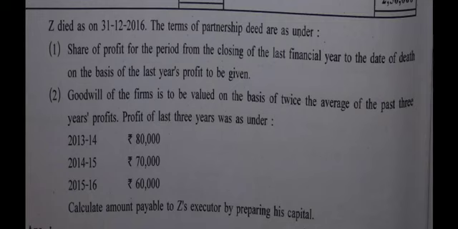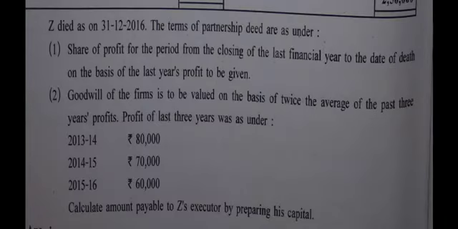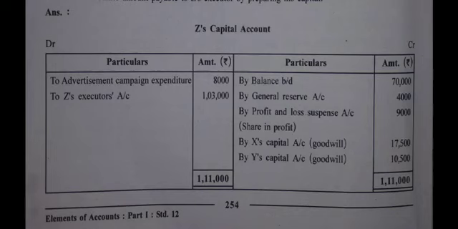Fine then, these are the adjustments. They say that you are supposed to prepare Z's capital account. I mean, you are supposed to calculate the amount payable to Z's executor by preparing his capital account. Z is a person who dies, and we are supposed to prepare his capital account so that we can transfer the amount payable to Z to his executor's account.